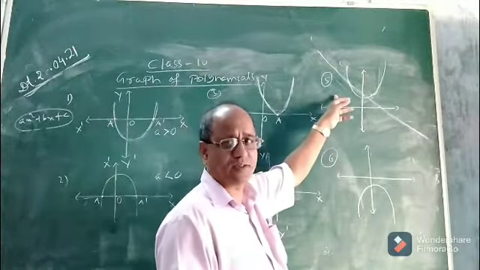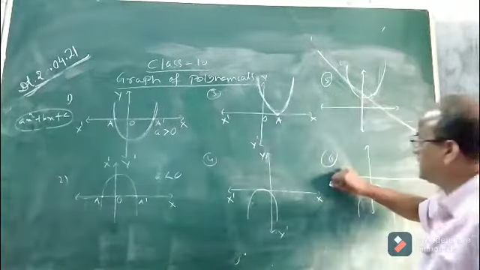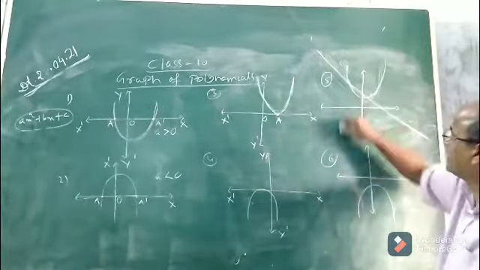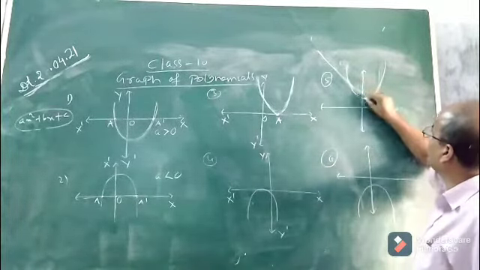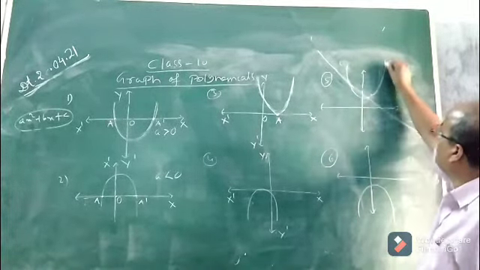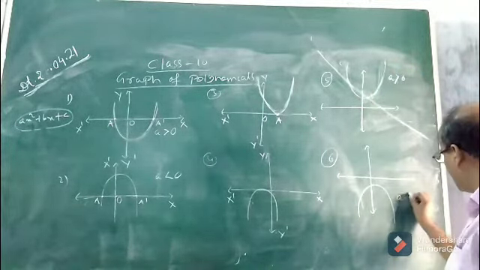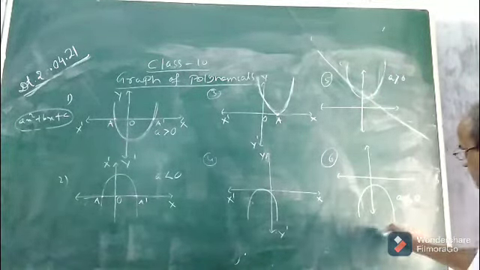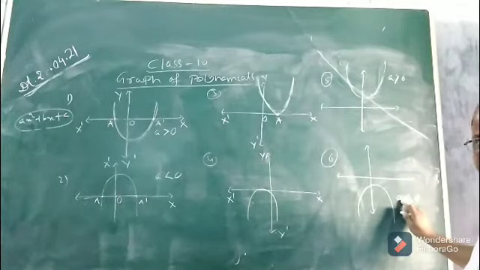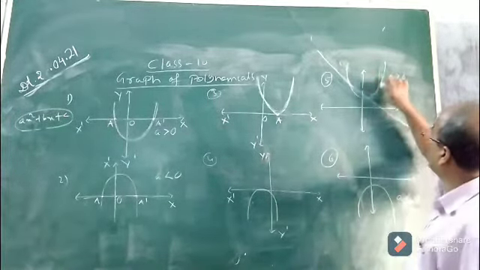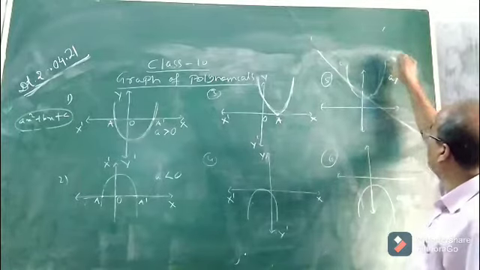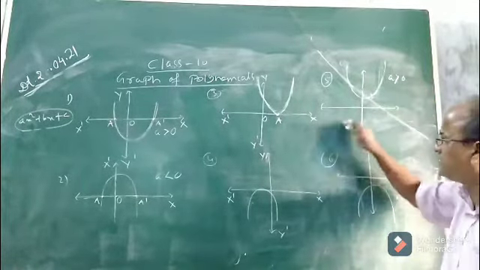Now come to the fifth case and sixth case. You see, in these two cases, this is also a parabola, means it is the graph of a quadratic polynomial. So here a is less than 0, see, it opens downward, so a will be negative. Here the parabola opens upward, so a will be positive. Now what is the difference?